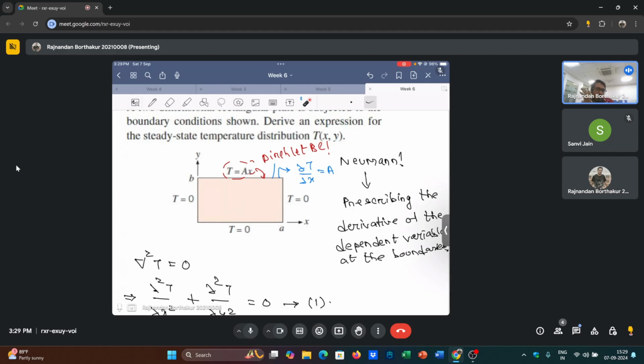The sole method of observing whether it's a Dirichlet boundary condition or a Neumann boundary condition is to see that if directly the dependent variable is specified on the boundary, then it's a Dirichlet boundary condition. If the derivative of the dependent variable is specified on the boundary, it's a Neumann boundary condition. Okay, so I hope this is clear, right?